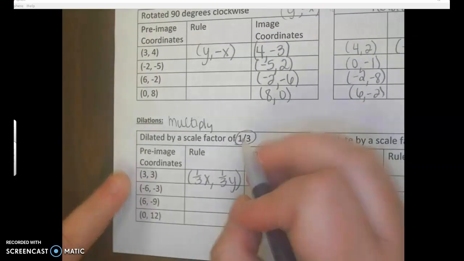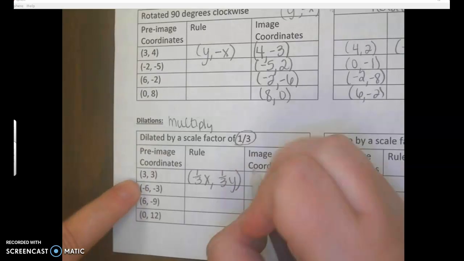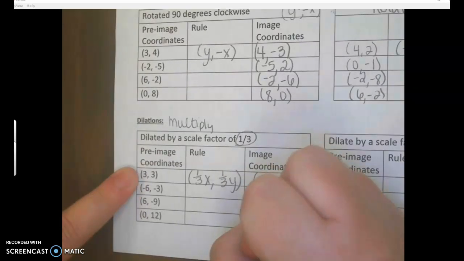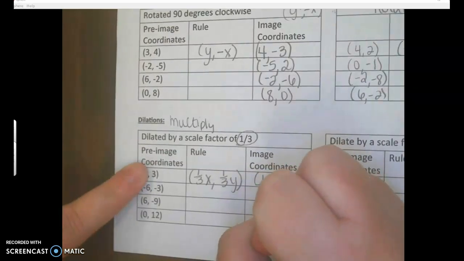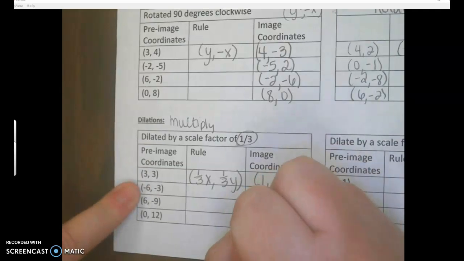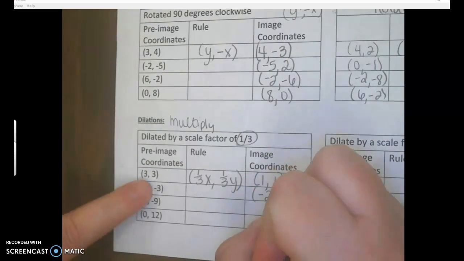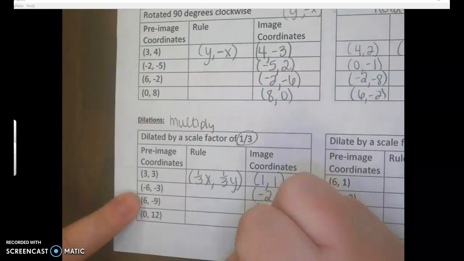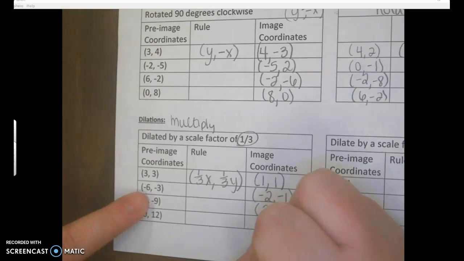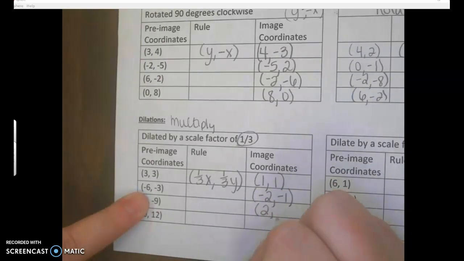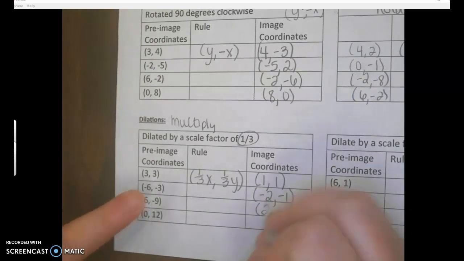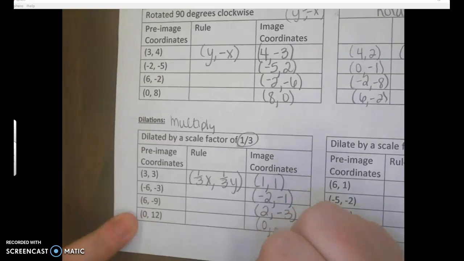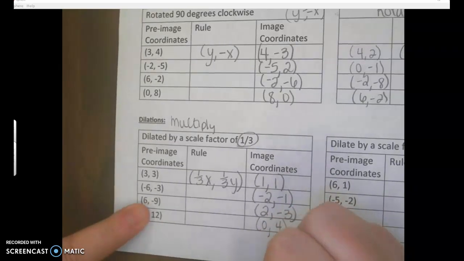All right, so we're going to multiply this coordinate by 1/3. 3 times 1/3 is 1. 3 times 1/3 is 1. -6 times 1/3 is -2. -3 times 1/3 is -1. 6 times 1/3 is 2. -9 times 1/3 is -3. 0 times 1/3 is 0. 12 times 1/3 is 4.